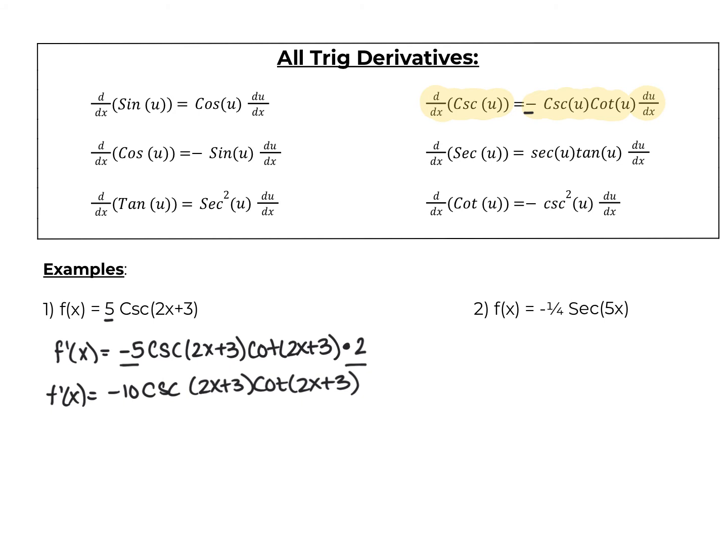And that would be your final derivative. All right, let's look at the next one, example number 2. I want to find the derivative of negative 1/4 secant of 5x.